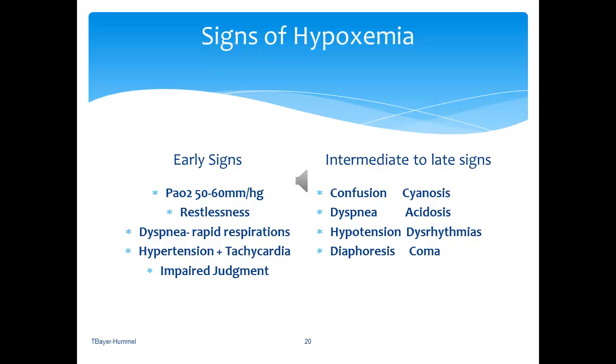Let's talk about some signs of hypoxemia. Early signs would include a PaO2 of 50 to 60, restlessness, dyspnea, which is rapid respirations, hypertension and tachycardia, mild confusion or impaired judgment. Intermediate to late signs would include confusion that is worsening, dyspnea that is worsening, cyanosis, acidosis, hypotension, dysrhythmias due to the hypoxic state, diaphoresis, coma, and eventually death if left untreated.